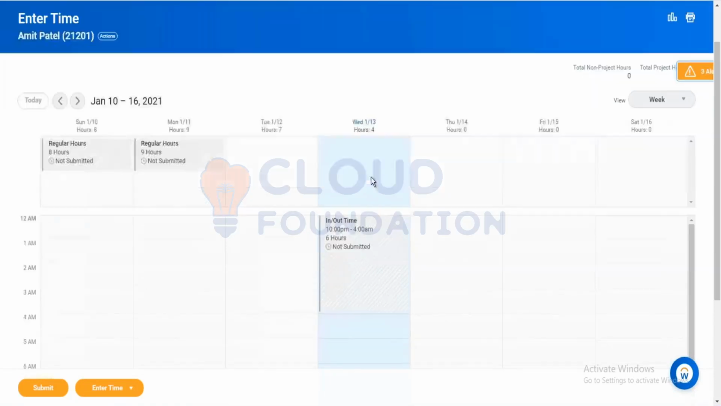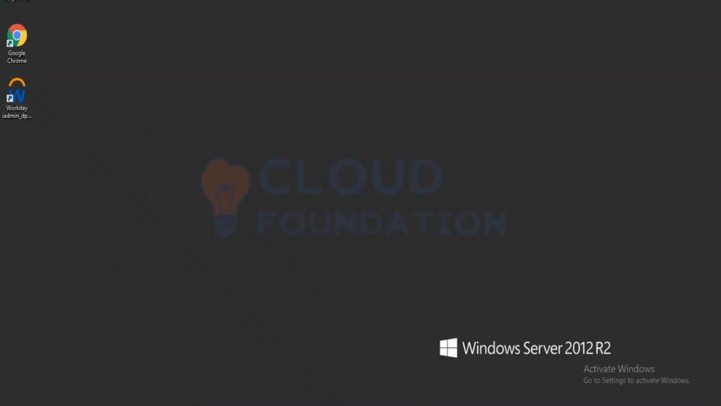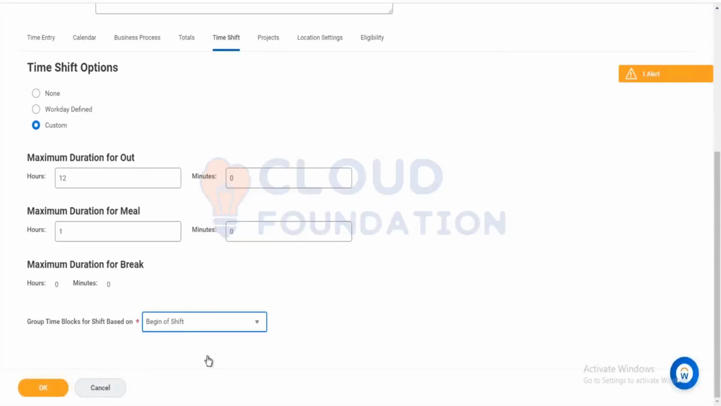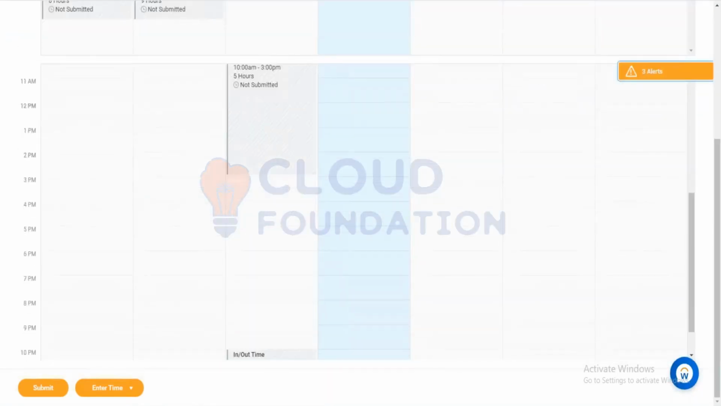This is the second day for him. He worked under the second shift. But if we make it the beginning of the shift, it will always see the first day as 5 hours, and the pointer will always look at the first block of that particular day.